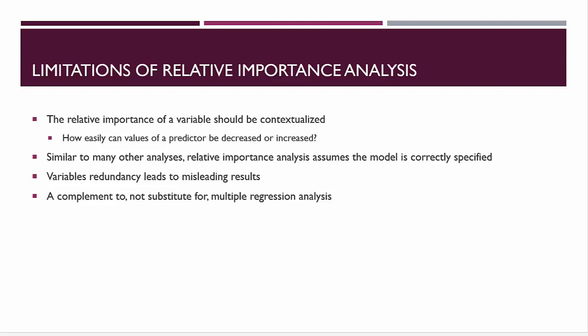So a lower relative importance value for a variable such as price might be more meaningful than maybe a higher relative importance value for product, because price is something that we can change relatively easily, right? Once we have our product, there's a huge amount of costs for us to change that.